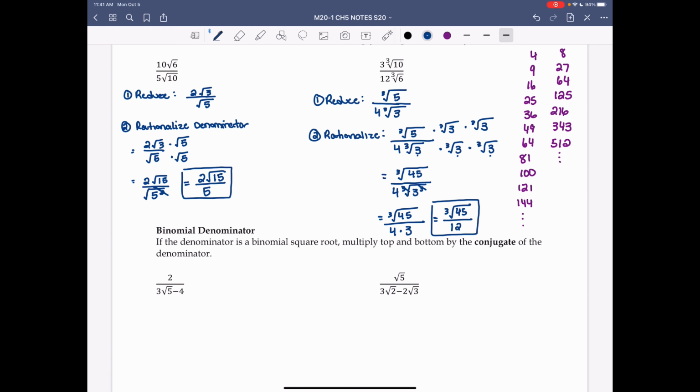Now if we have a binomial denominator, if it's a square root in the binomial denominator, we're going to multiply top and bottom by the conjugate of the denominator. The conjugate means the same binomial, but opposite sign.